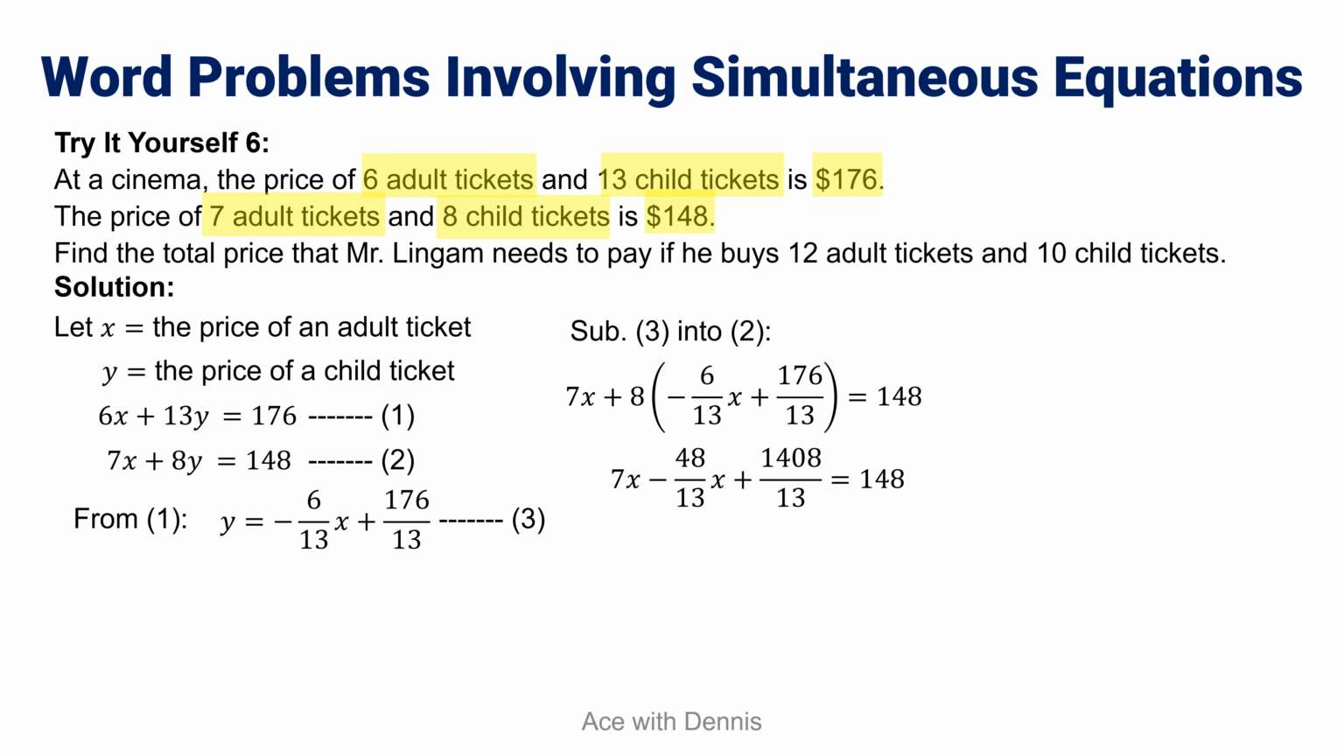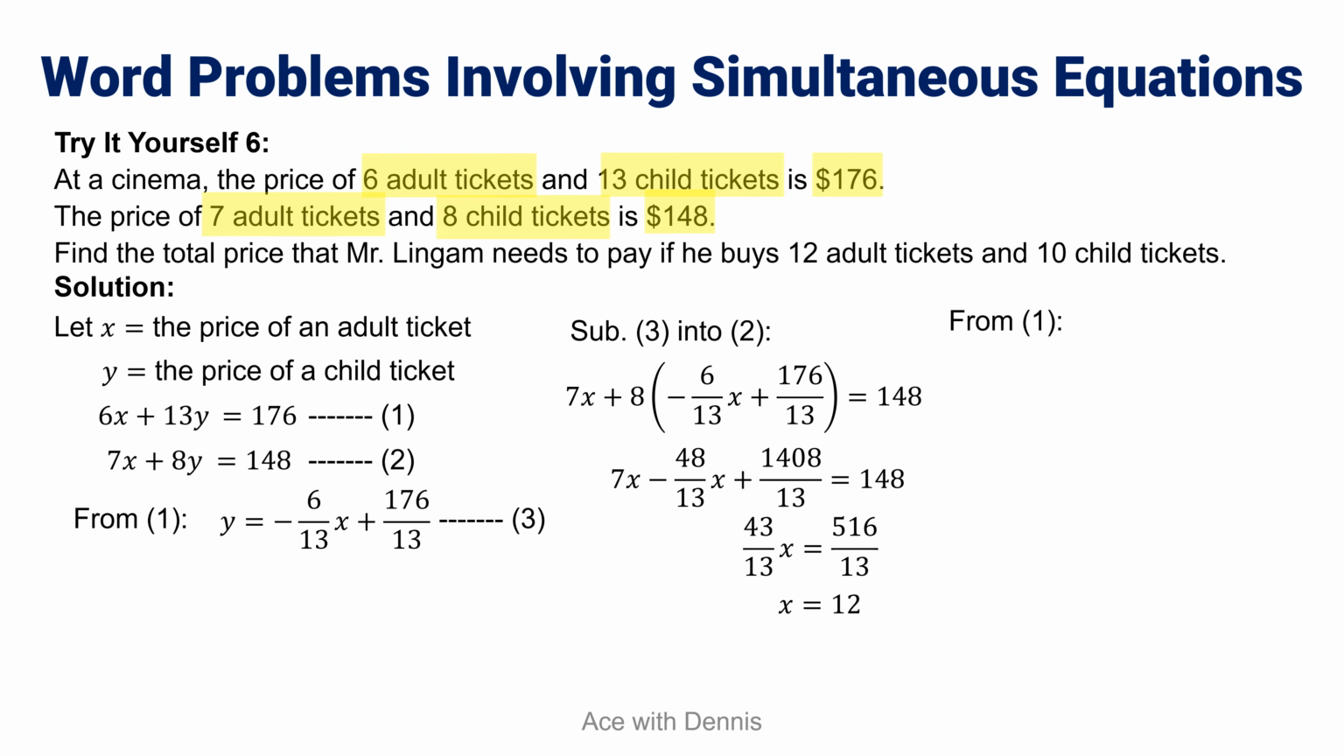Then I expand the bracket. I will have 7x minus 48 over 13x plus 1,408 over 13 equals 148. Okay, simplify. I will have 43 over 13x equals 116 over 13. So x will be 12.